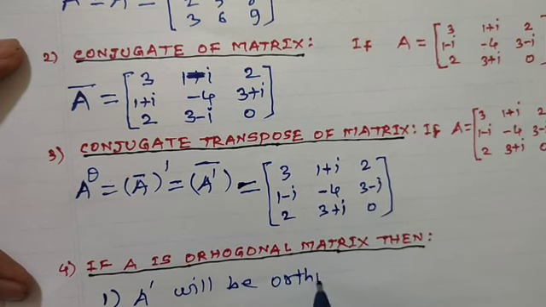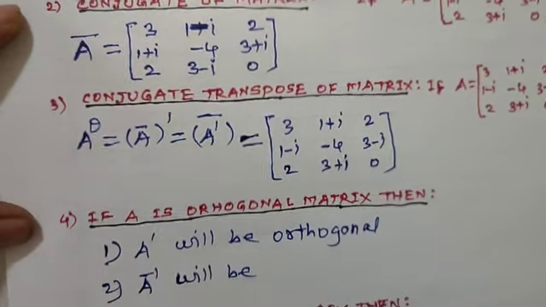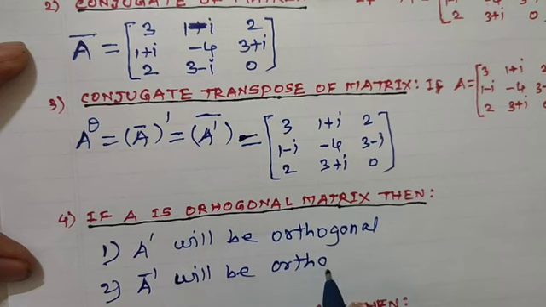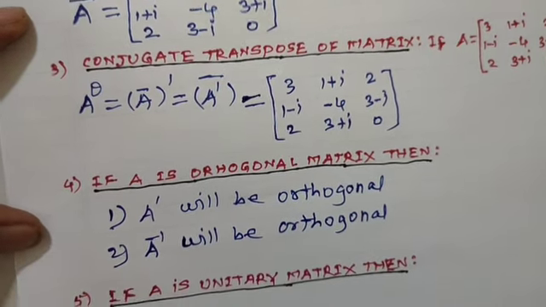Transpose of A will be orthogonal. And number 2, A inverse will also be orthogonal. A inverse and A transpose both will be orthogonal. Whenever square matrix A is an orthogonal matrix, then A dash and A inverse both will be orthogonal.